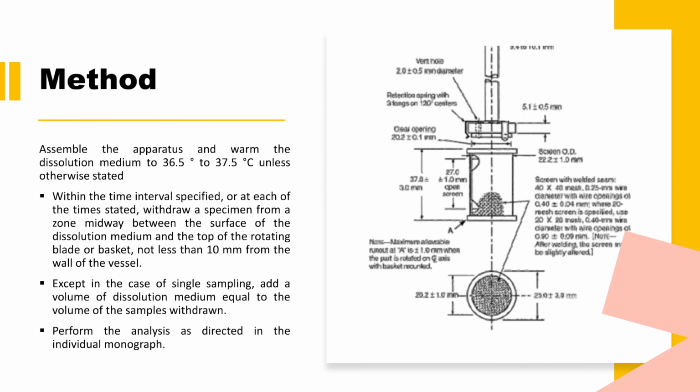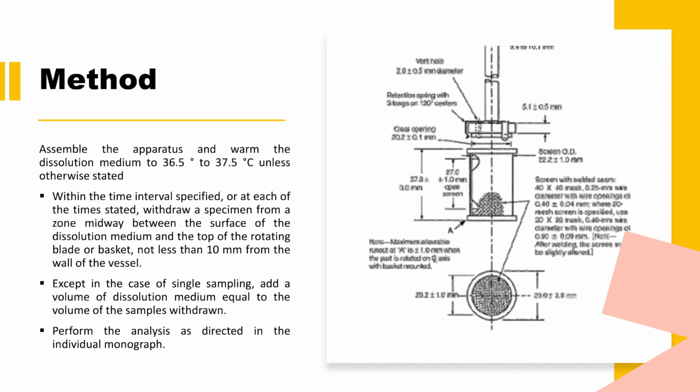If you see the arrangement of the dissolution apparatus, within the time interval specified or at each of the times stated, the sample has to be withdrawn from midway between the surface of the dissolution medium and the top of the rotating either basket or blade, and not less than 10 mm from the wall of the vessel. So actually it has to be taken from the middle point, and except in the case of single sampling, add a volume of dissolution medium equal to the volume of the sample withdrawn.